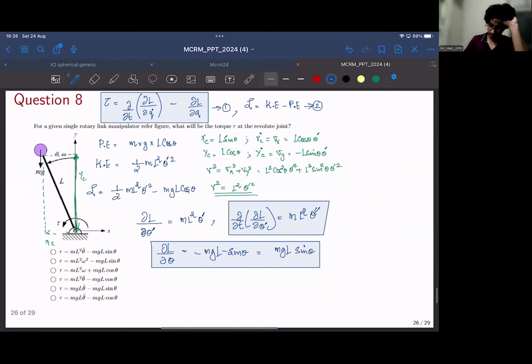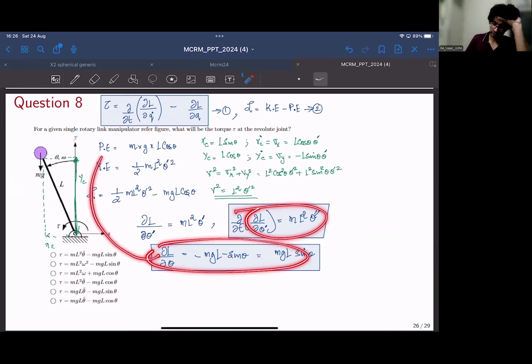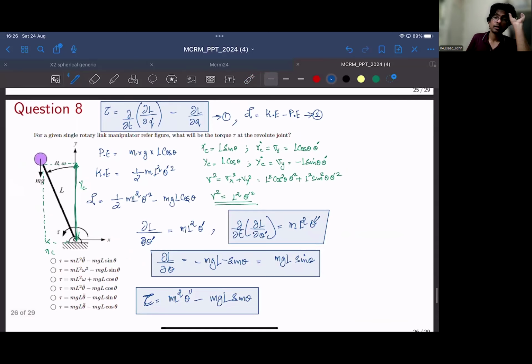So now if you substitute this term and this term onto equation 1, that is our equation of motion as per the Euler-Lagrange principle, you will get the joint torque tau as ml square theta double dot minus mgl sine theta. So in that regard, our correct answer is option A, I suppose. Yes, option A.